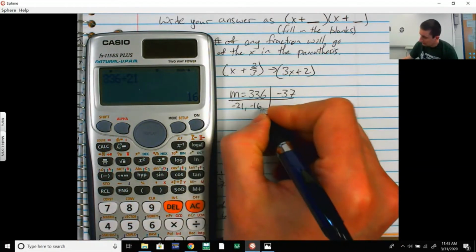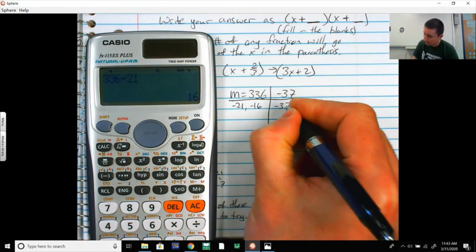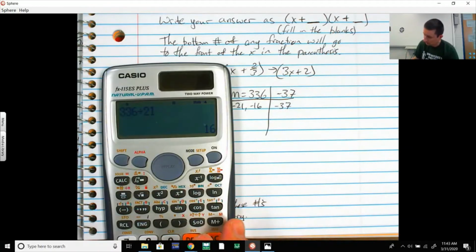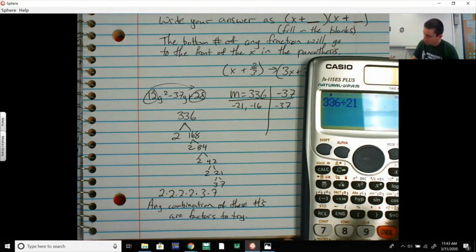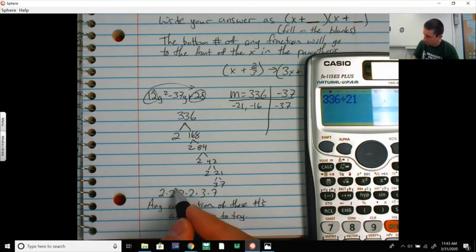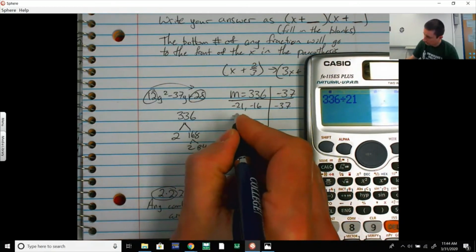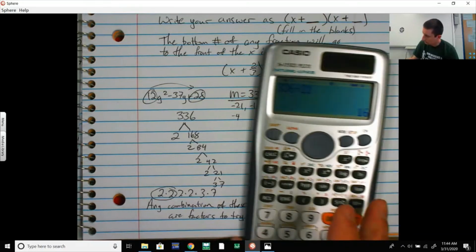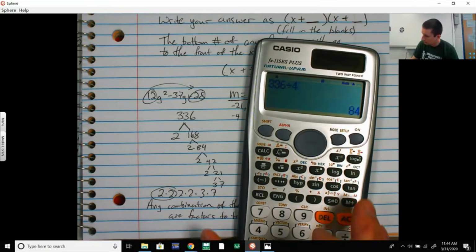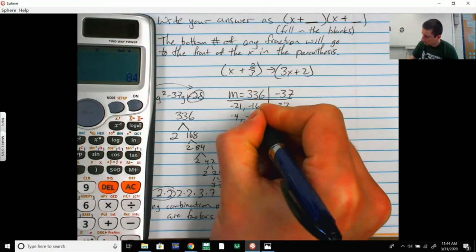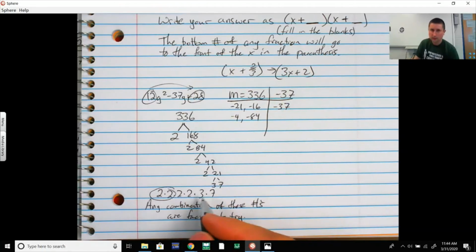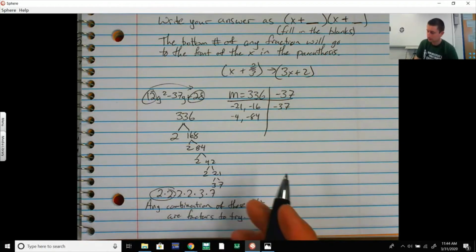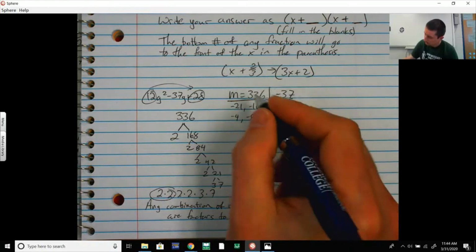Negative 21, negative 16, that is negative 37. Okay? I actually didn't know which one it was. So you can try other combinations. Like you can say, okay, I'm going to take 2 of the 2's. That's a 4. And then I put everything else together. So 336 divided by 4. You could try 4 and negative 84. So you can use these numbers to help you pick out what kind of numbers will go into 336.